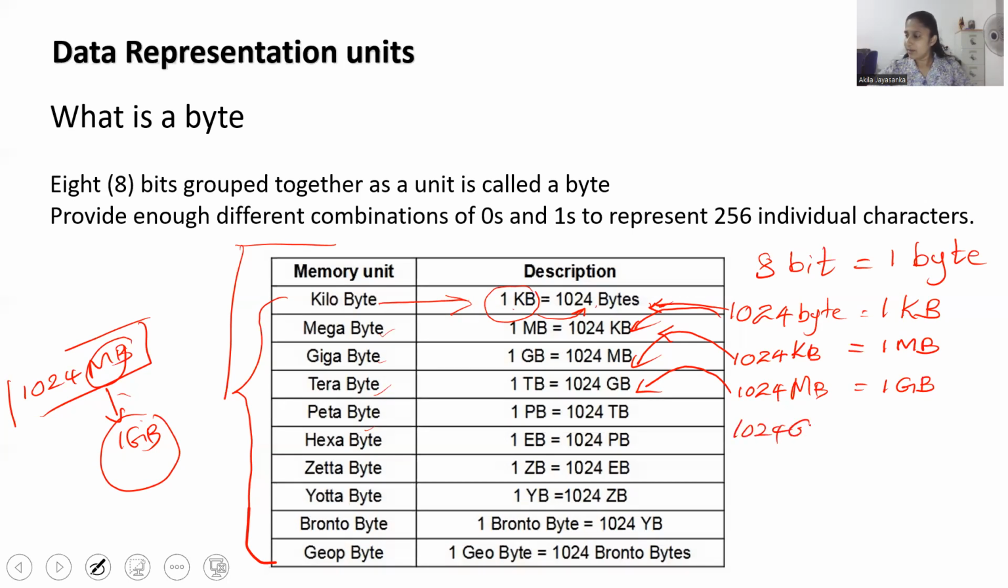And then the other one is 1024 gigabytes. We can represent it by 1 terabyte. It's here. Clear?